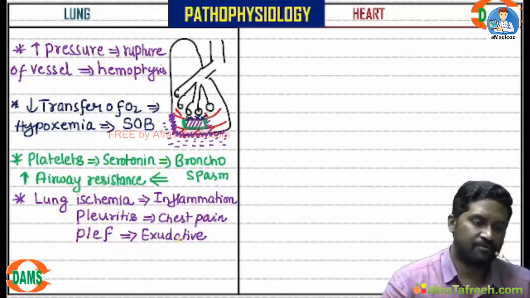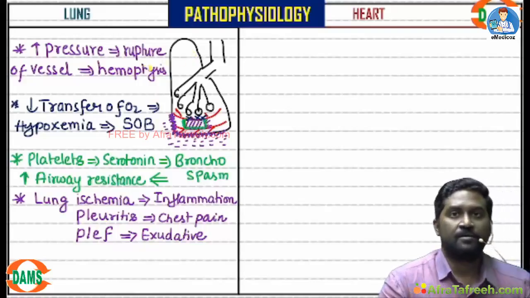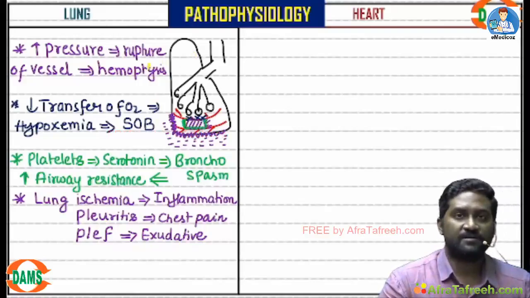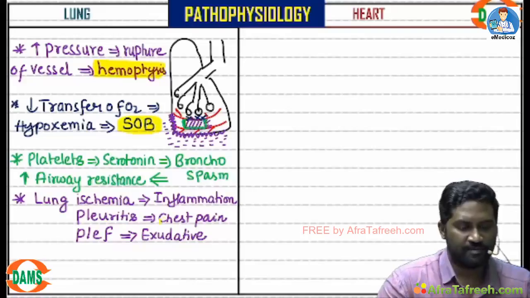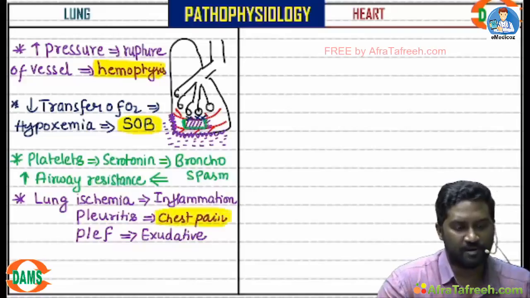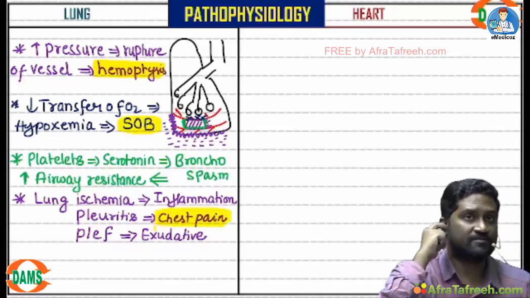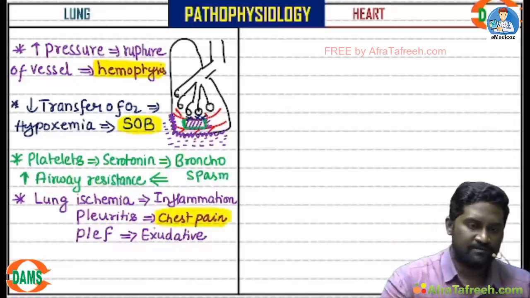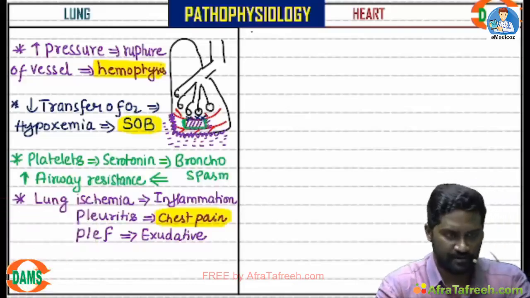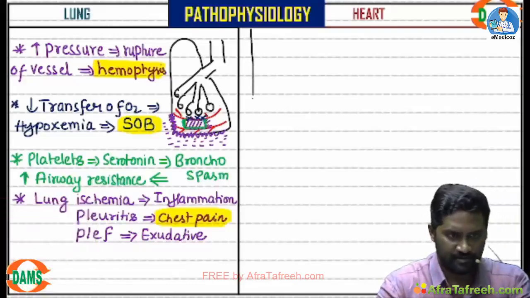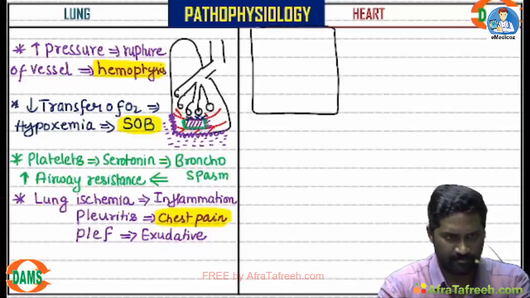If they ask you what will be the classical presentation of pulmonary embolism, the patient will have hemoptysis, shortness of breath, and chest pain. Coming to changes that can happen in the heart. Consider this is your heart.